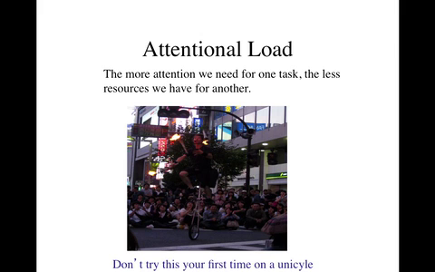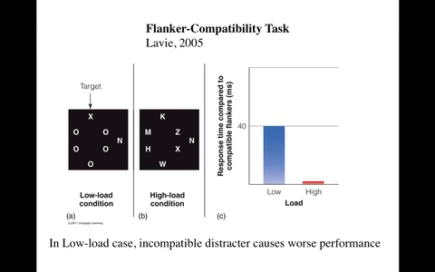For instance, if you're doing a very high attentional load task, then you may process unattended information very, very little, maybe not in terms of its meaning. But if you have a less attention-heavy task, then you may be able to process other information that you're not paying attention to. And this brings us to the flanker compatibility task.